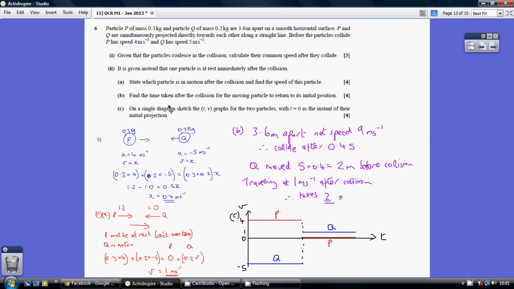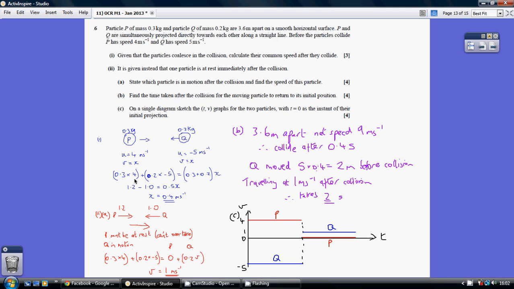Now for part 2, part A, it is given that one particle is at rest immediately after the collision. So first of all, just gather your thoughts. We know that the momentum of P is 1.2 in this direction and Q is 1.0 in the other direction. So the net effect is going to be left to right. Now P can't overtake Q, so it must be that P comes to rest and that Q is in motion.